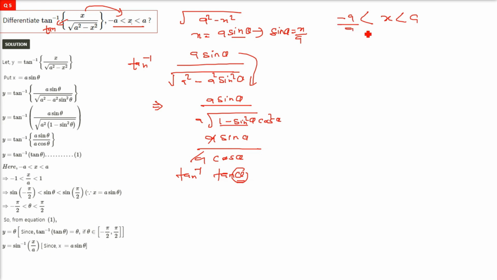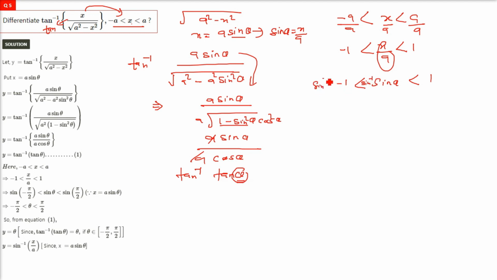Divide both sides by a, which is what I am doing right now. Minus 1 here, x by a here, a and a get cancelled. So x by a is between negative 1 and 1. So sine theta is, this x by a is between that, and x by a was what? Sine theta. So now you can take sine inverse.